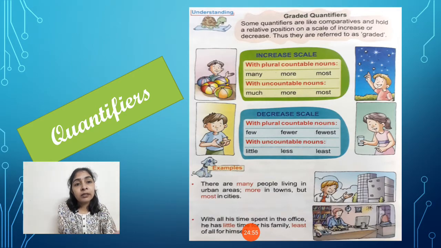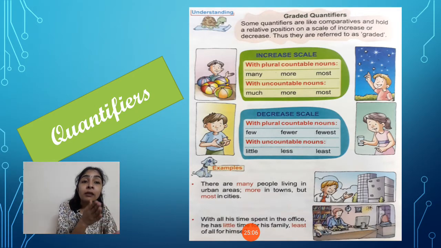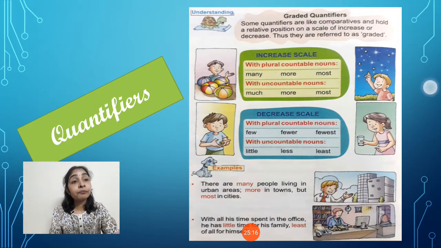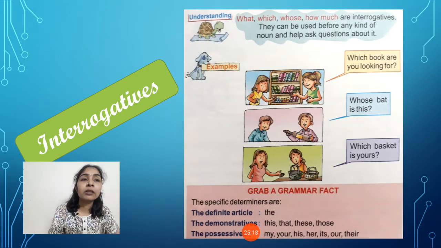Similarly, with all his time spent in the office, he has little time for his family. The little time he has for his family, less than that, that means least for himself. That means little time he spends for his family, and less than that also he spends on himself. So these were graded quantifiers.